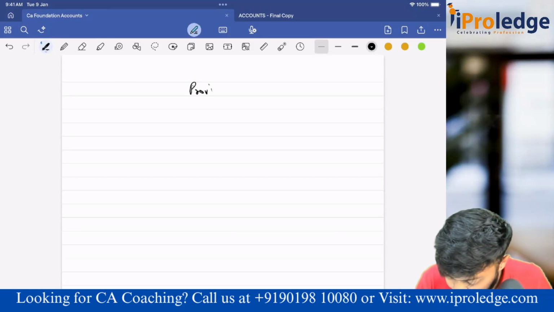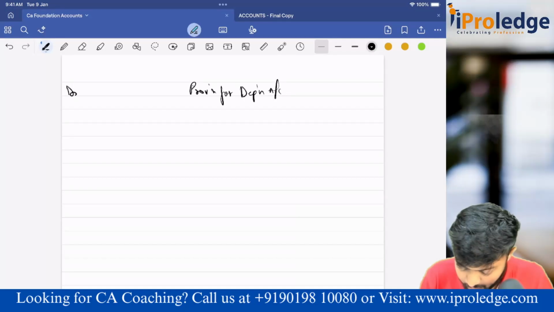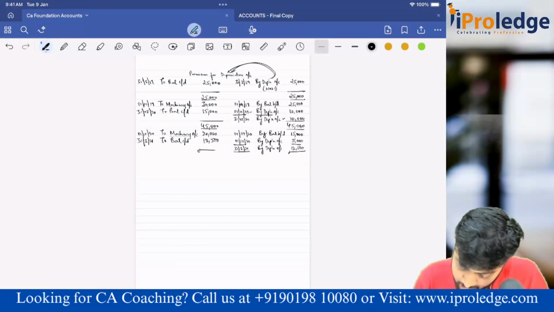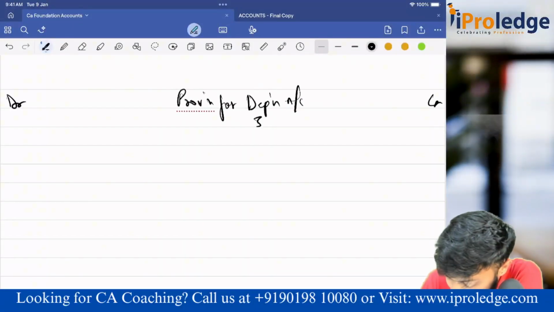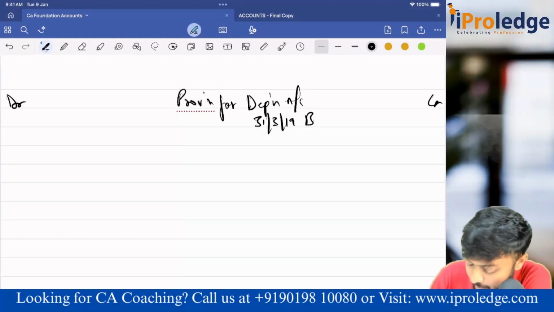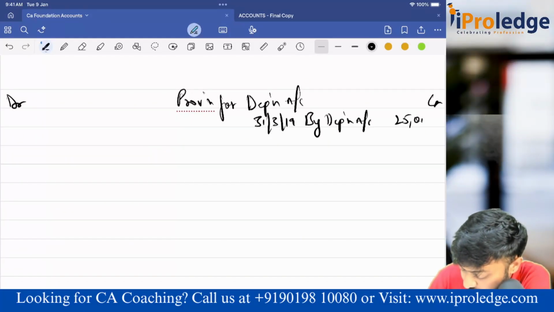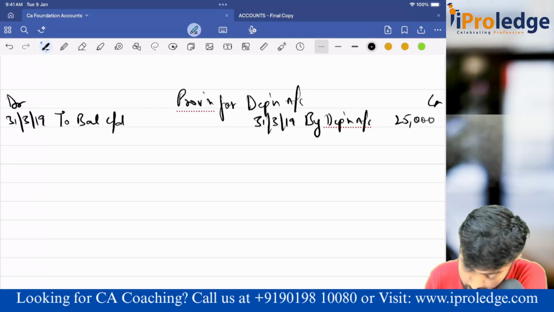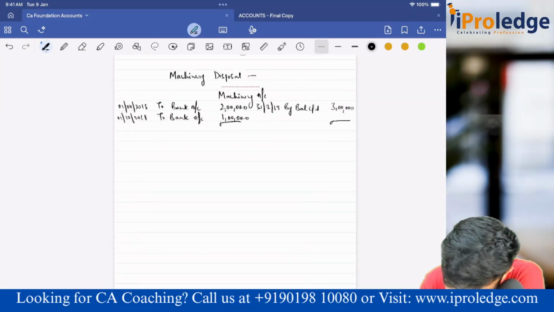Then one more account that will be there is provision for depreciation. So how much is first year depreciation? We've already recorded, no? Come here. First year depreciation will be 25,000. So here also same. 31/3/19 by depreciation account, 25,000. This also I will carry forward. So done.